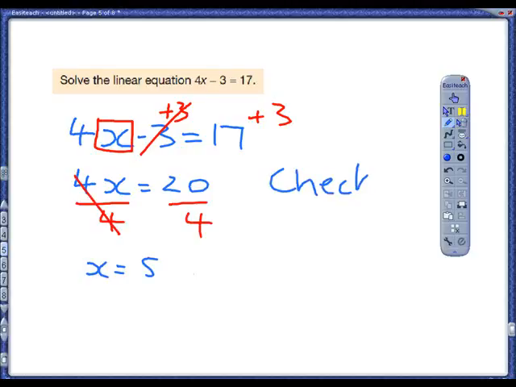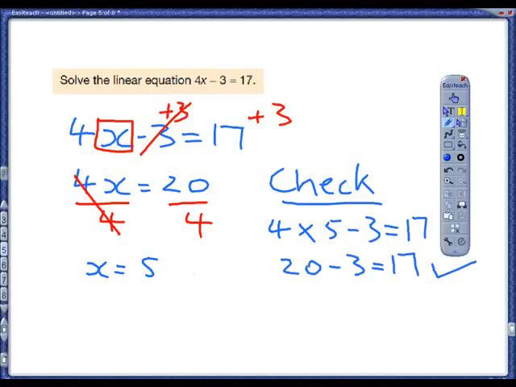Now you can actually check if that's the correct answer, which is a nice part about this topic. Let's substitute in x equals 5 into our original equation, just like that. And I want to see if it makes sense. So 4 times 5 is 20, minus 3 is 17. Yes, that's correct, so I've got the right answer.